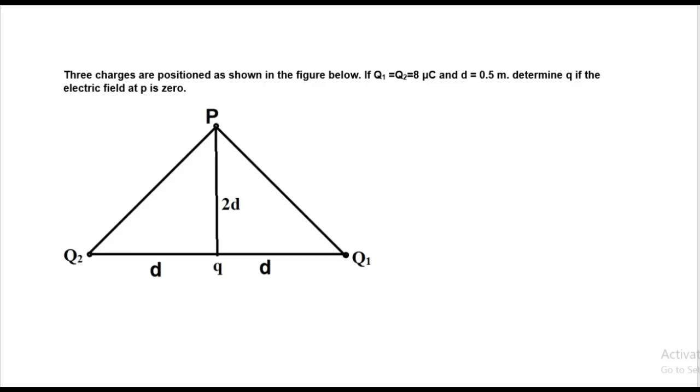To solve this, we shall be making use of Coulomb's law. Coulomb's law of force states that the force between two charges is proportional to the product of the charges. Let's say this is the first charge, this is the second charge, and this is the distance between them. So this force is proportional to the product of the charges and inversely proportional to the square of the distance between them.